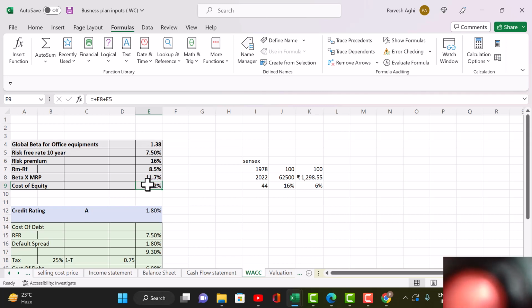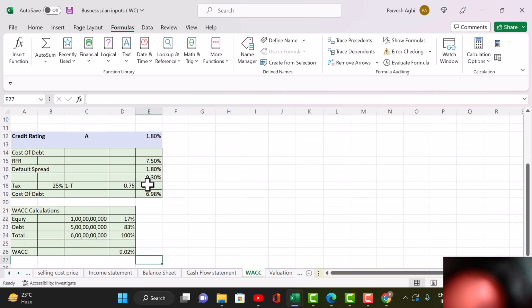So the cost of equity, how much did it come to? 19%. So now what we do is basically, now we know that the company has 1 crore of equity and 5 crore of debt. So the company's WACC will come to 9.02%. Look at it. Okay. Fine. So 17% is equity, 83% is debt. So multiplying these two numbers, the cost of debt and the cost of equity, we have calculated the WACC, which is 9%. So 9% is the cost of capital of the company.